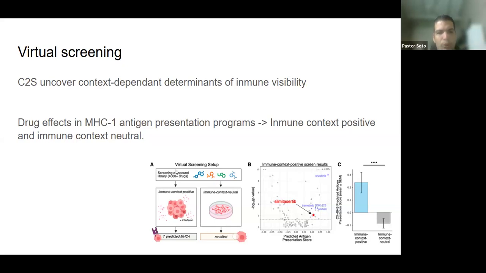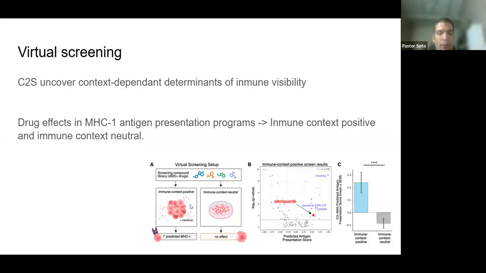So let me go through this. They test two different approaches. One is an immune context positive, which is an environment with low interferon levels, and they test different drugs to see which one expresses more of that protein that I mentioned, that signals that you have a tumor cell.